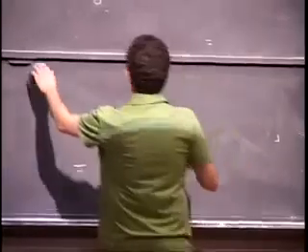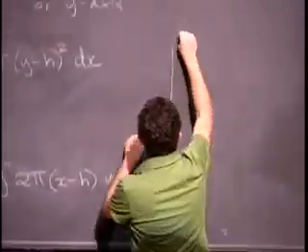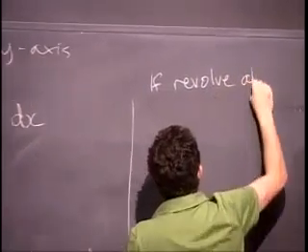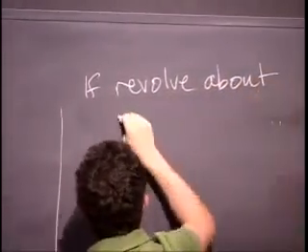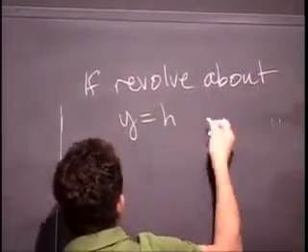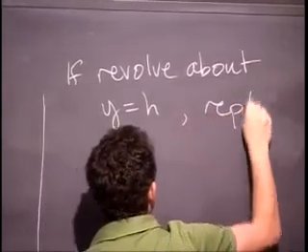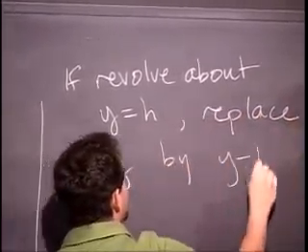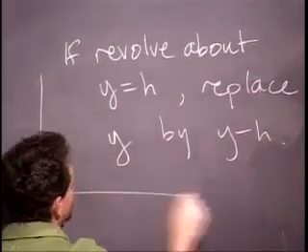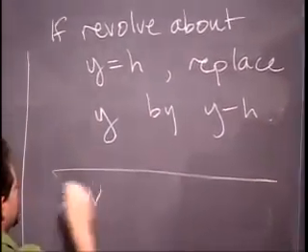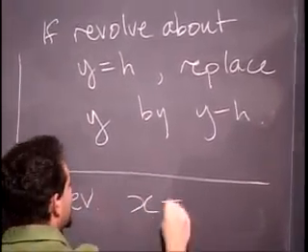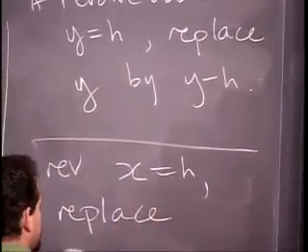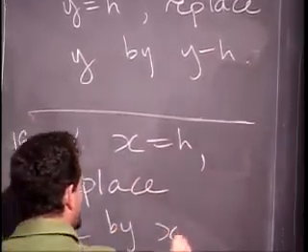So if you revolve about y equals h, replace y by y minus h. If instead you revolve about x equals h, replace x by x minus h.